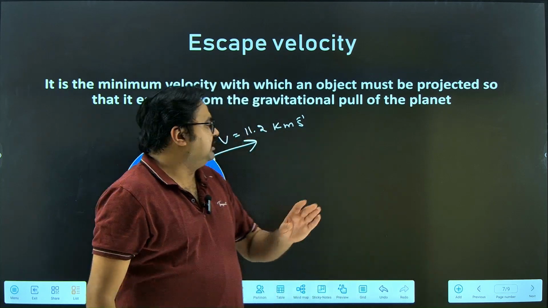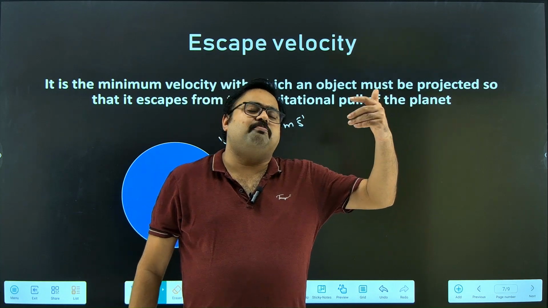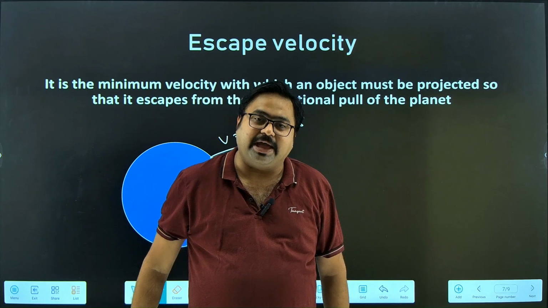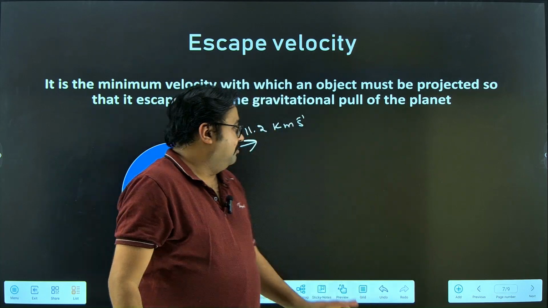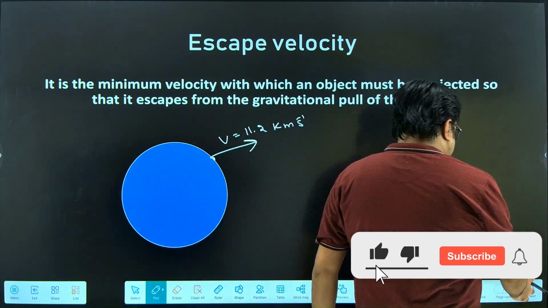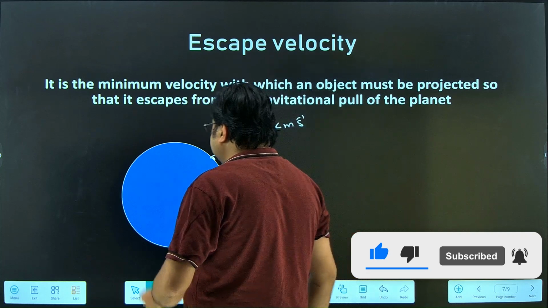But if you throw it exactly at 11.2, it will go very far away, much farther than the Earth's gravitational pull, and finally stop there. That's what 11.2 kilometers per second does to an object. Going further, let's try to get this equation, by the way, before we solve that question.